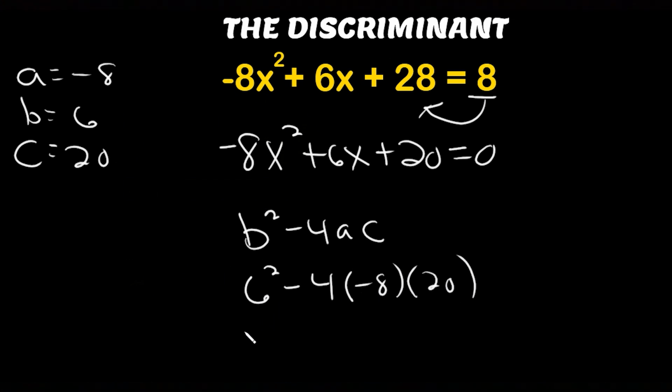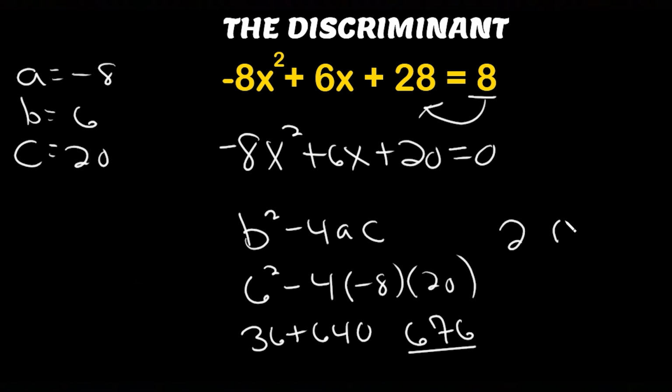So 6 squared will give you 36. Negative 4 times negative 8 will give you positive 32. And then 32 times 20 will give you 640. So I get plus 640 here. And then I know that 36 plus 640 will give me 676. So again, go back to your 3 different scenarios. In this case here, the discriminant is greater than 0 because I have 676 here, meaning I'm going to have 2 real zeros.